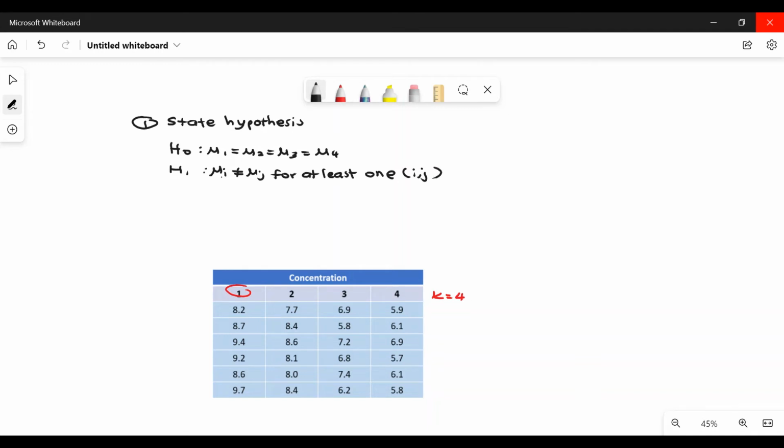So now the next step is we can find the critical value.